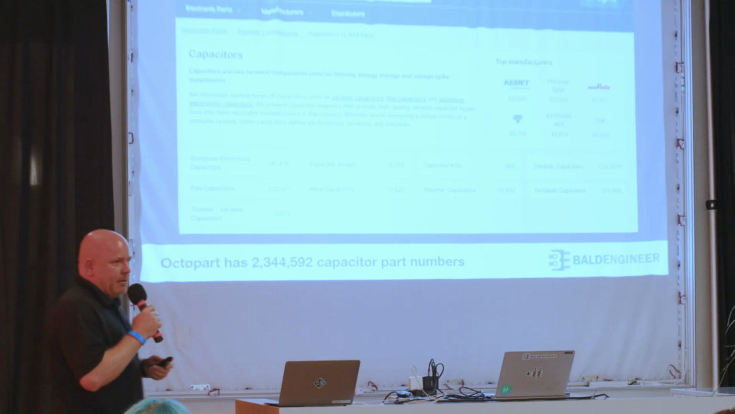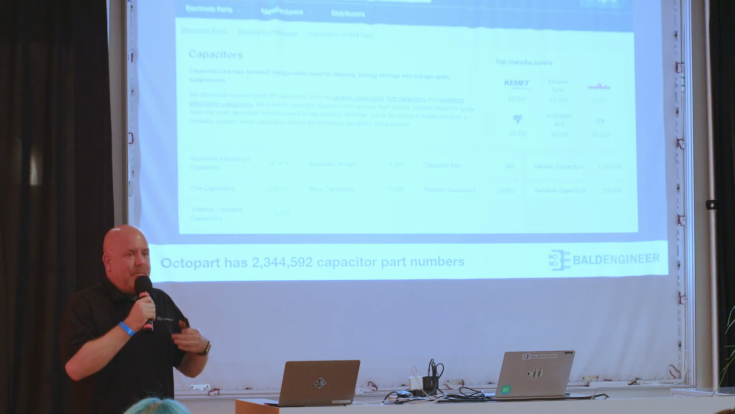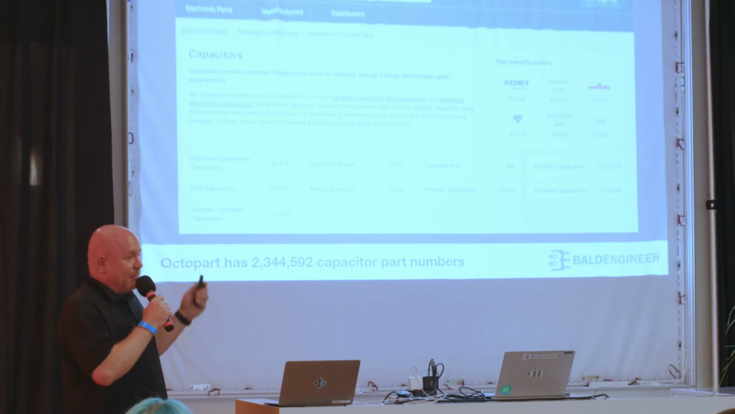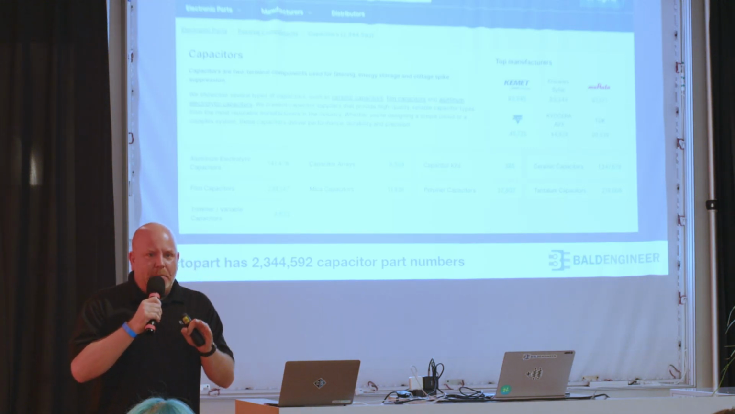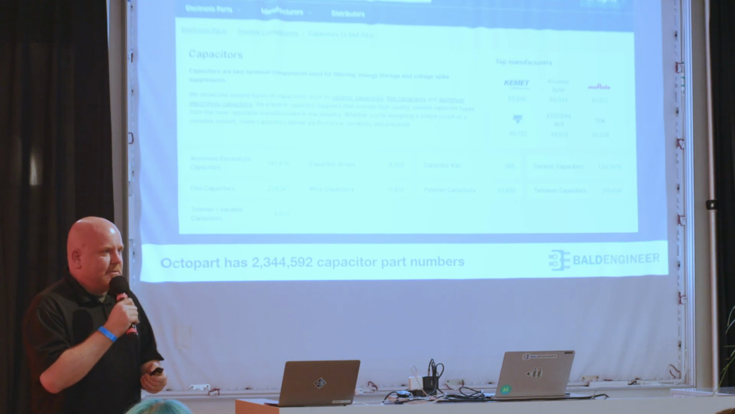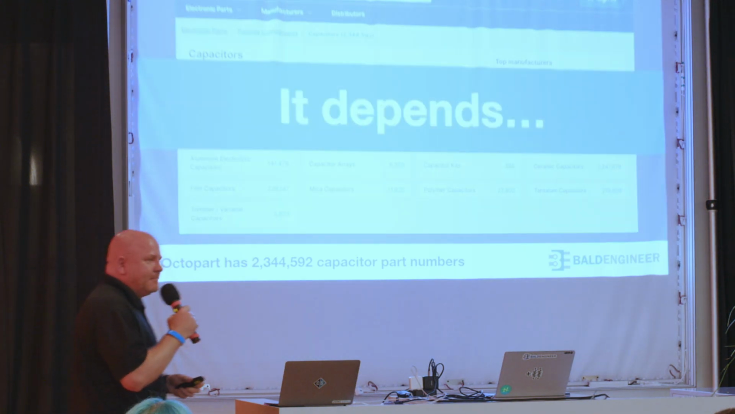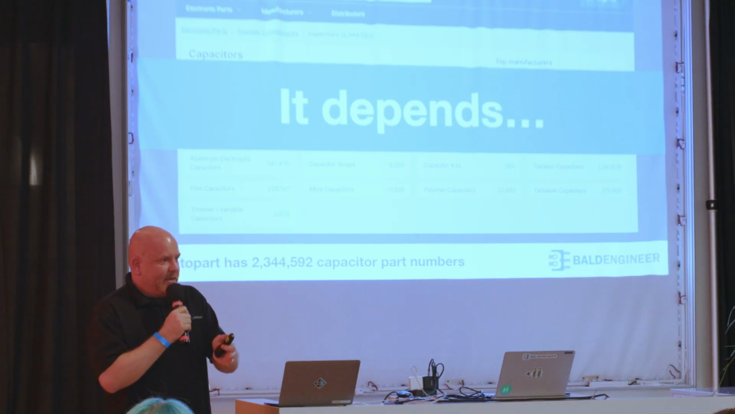Part of the reason is that if we look at somebody like Octopart, they have 2.3 million capacitor part numbers. So it makes you want to ask, how do I pick the right capacitor for whatever I'm doing? 2.3 million makes it sound like it's going to be really hard. Turns out it's actually super easy to pick the right capacitor for every application every single time. All it takes is 2 words. It depends. It depends on what you're doing and what trade-offs you're willing to make.